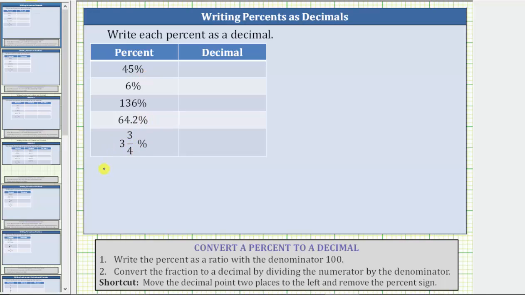The first percent is 45%, which means 45 per 100, or 45 out of 100, and therefore 45% is equal to the ratio of 45 over 100, or the fraction 45 hundredths. And because a fraction bar means division, this is equivalent to 45 divided by 100. So by performing this division, we can convert the percent to a decimal. And let's show the division on the side.